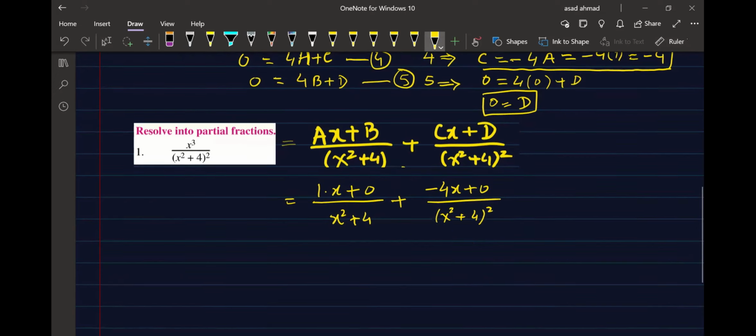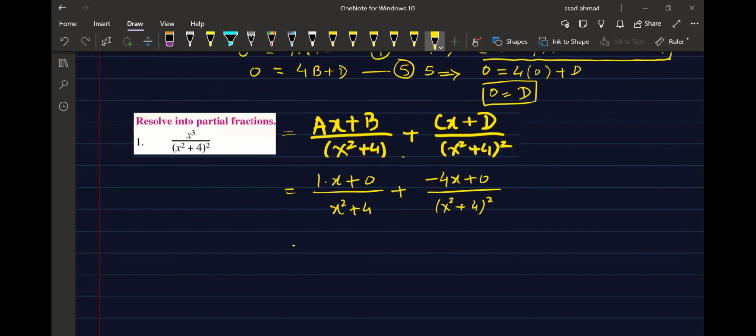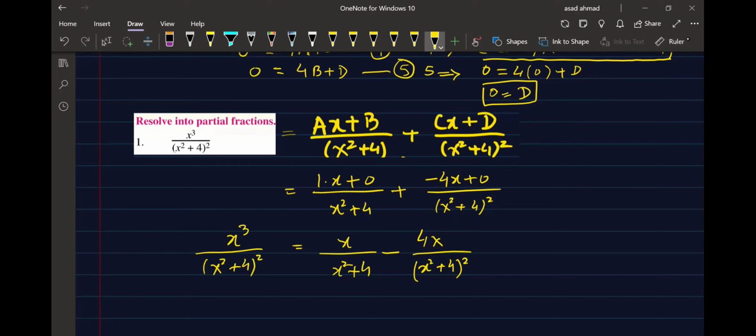So this is the final answer, meaning x over x square plus 4, minus 4x over x square plus 4 whole square. And the left-hand side is the statement of the question, which is x square plus 4 whole square. So it is the answer of the entire question.